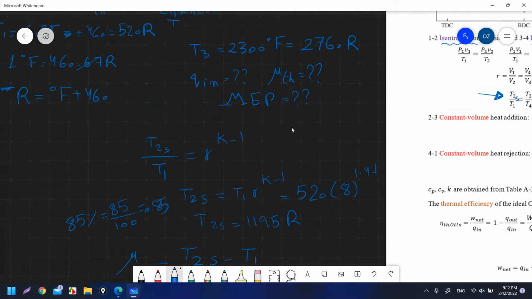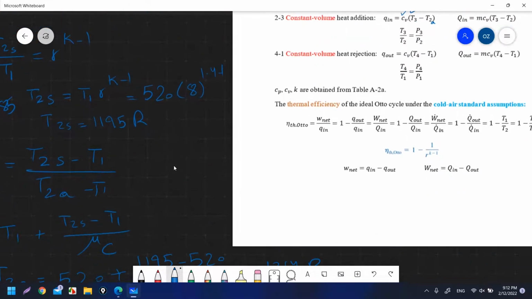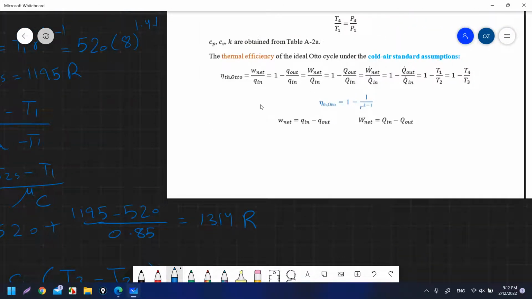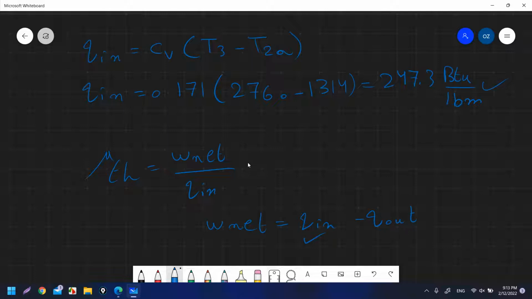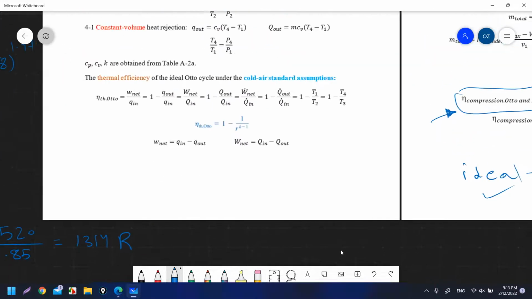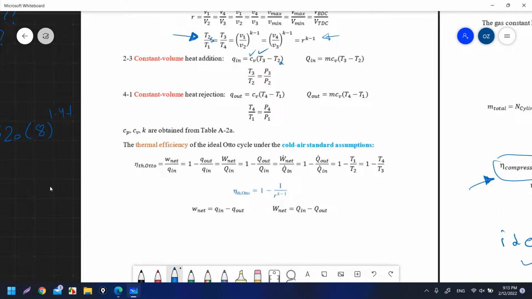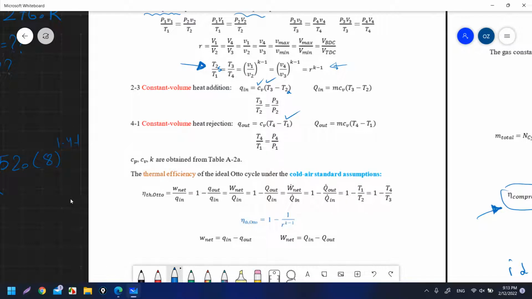What is the next requirement? The thermal efficiency. Thermal efficiency is W net over Qn. I already calculated Qn, but I don't have W net. W net is equal to Qn minus Q out. I have Qn, but I don't have Q out. For Q out, it is CV times (T4 minus T1). T1 I already have from the question, but T4 I don't know, so I will do the same procedure that I did with T2.